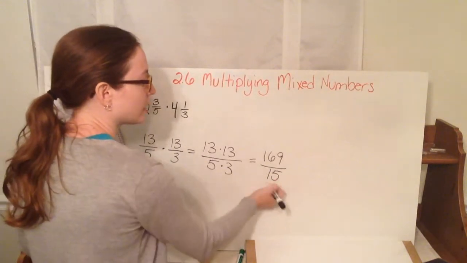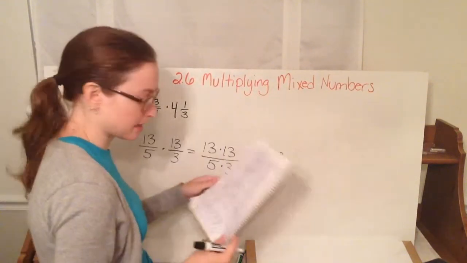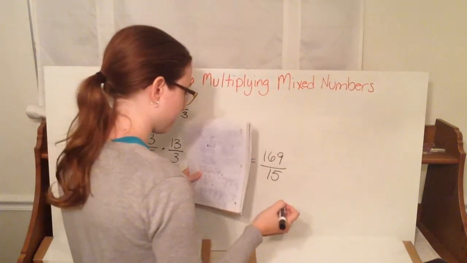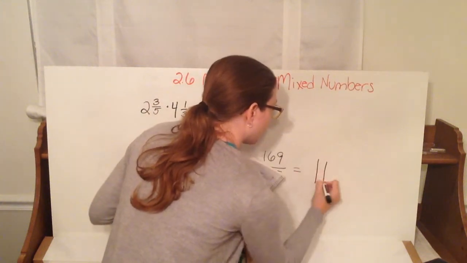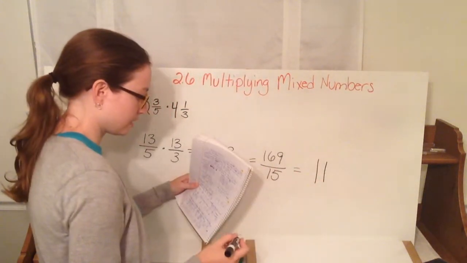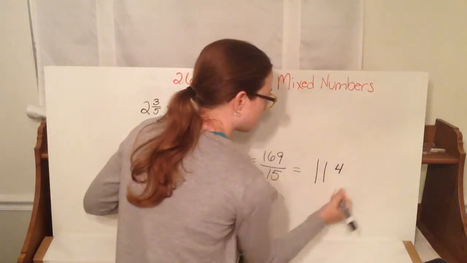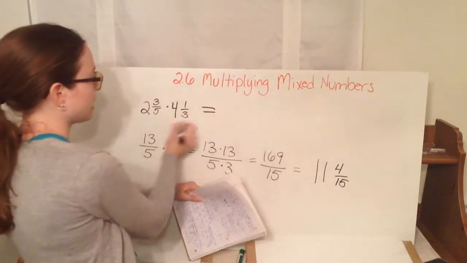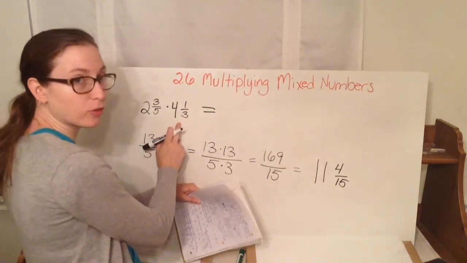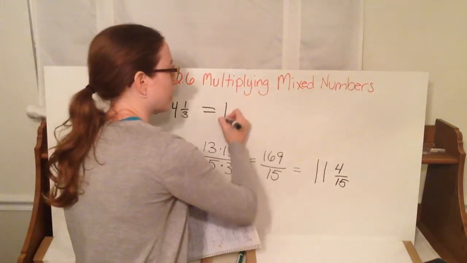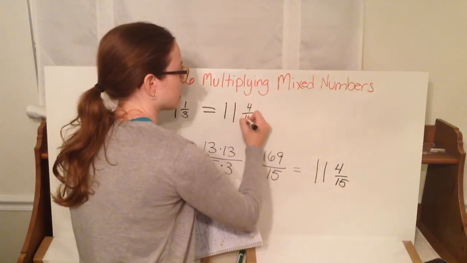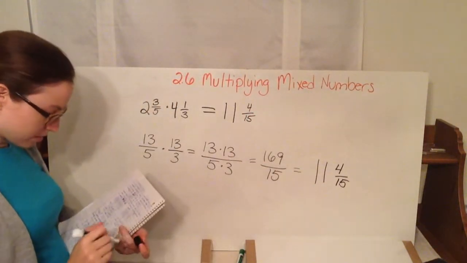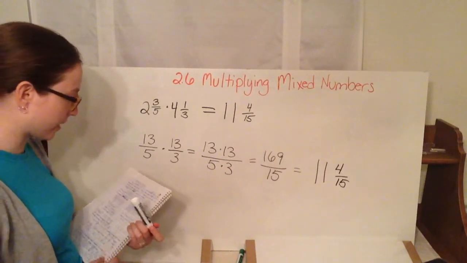And to put that back in, hopefully you can work this out on your own as well, but there are 11 15s in 169, and there are 4 remaining out of 15. So this multiplication problem, because it's given in mixed number form, we answer it in mixed number form, is 11 4/15. Okay? I'll do 2 more examples and then give you a problem to try.